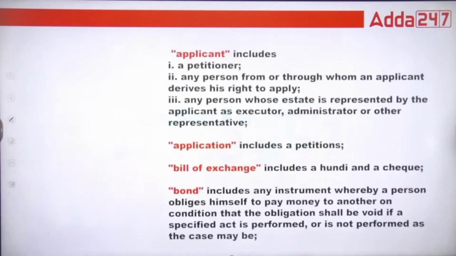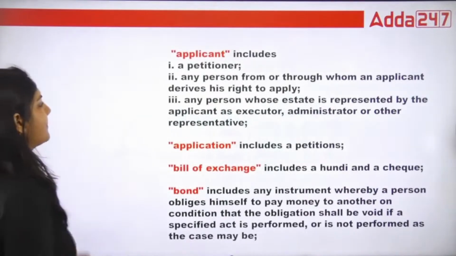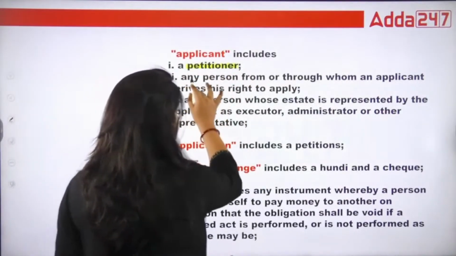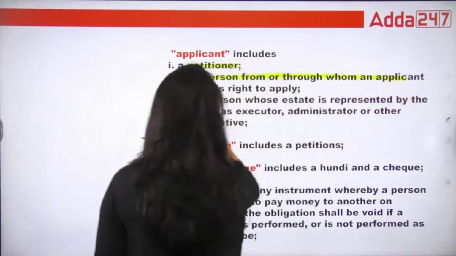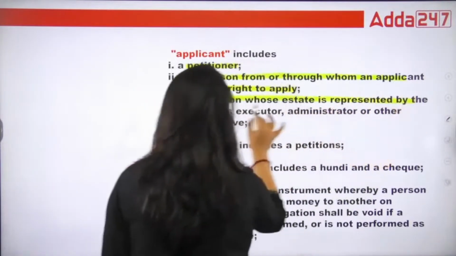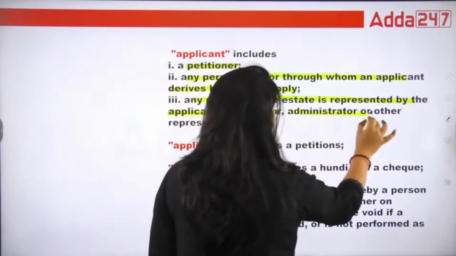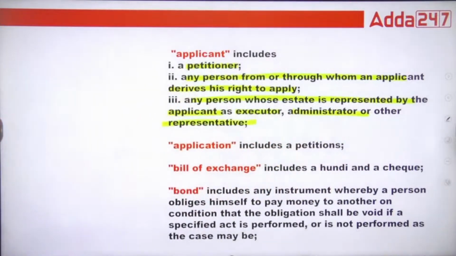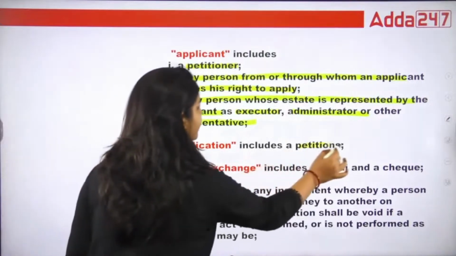Okay. Now, what is applicant? Applicant means petitioner, any person from and through whom an applicant derives his rights to apply, any person whose estate is represented by the applicant as executor, administrator and other representative. That's it. Okay, application, that is petition.